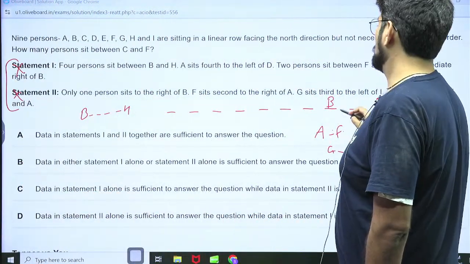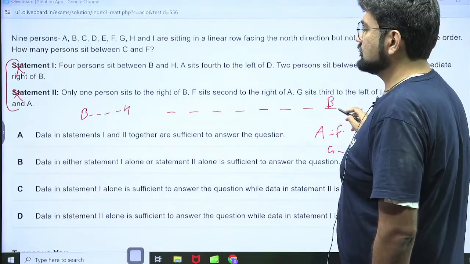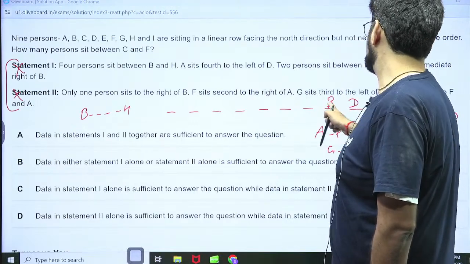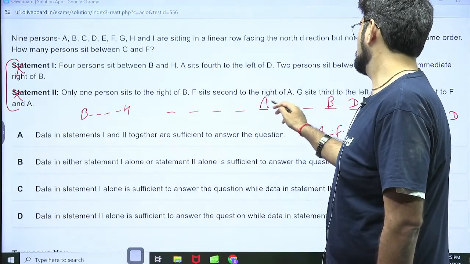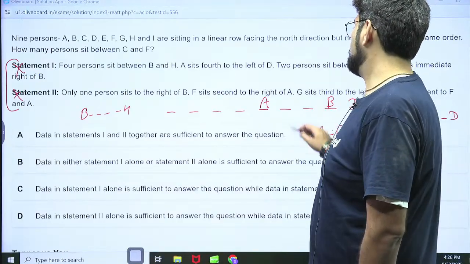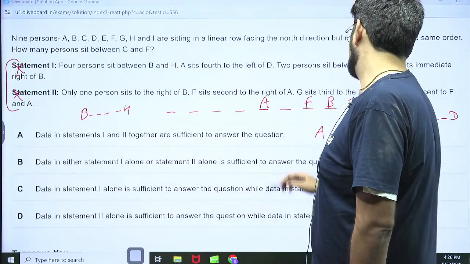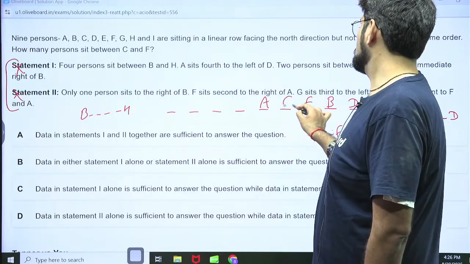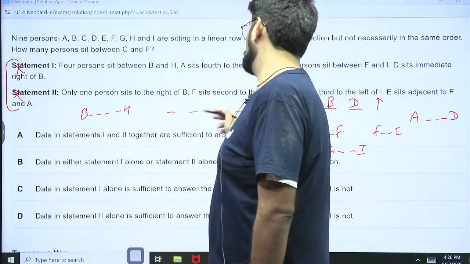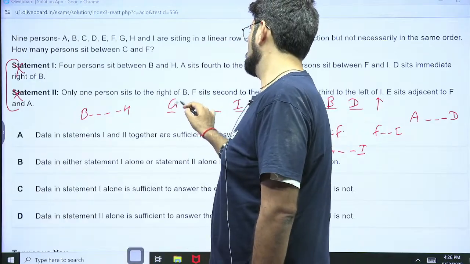So if I combine both of them, D sits immediate right of B. D and A have 3 people between them. So this is A here. And F sits second to the right of A. So this is F. E sits close to F. So this is E. G sits third to the left of I. 1, 2, 3. This is only possible. I is here. G is here.